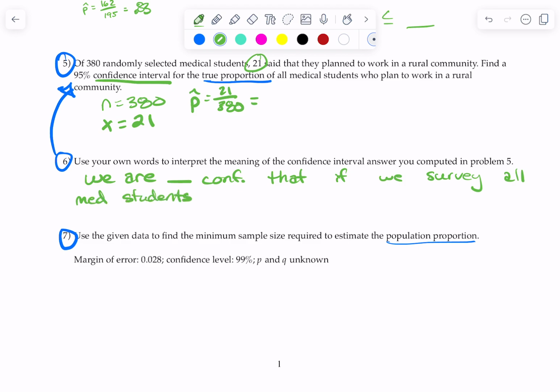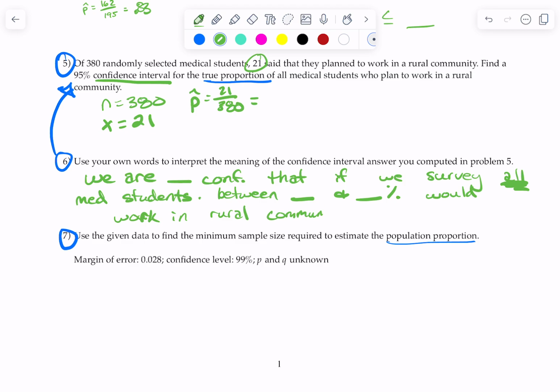So you have to include the word all in there. Between blank and blank percent. So we have to put our decimal digits. Yeah, I would, because it makes more sense in context. Between blank and blank would work in a rural community.